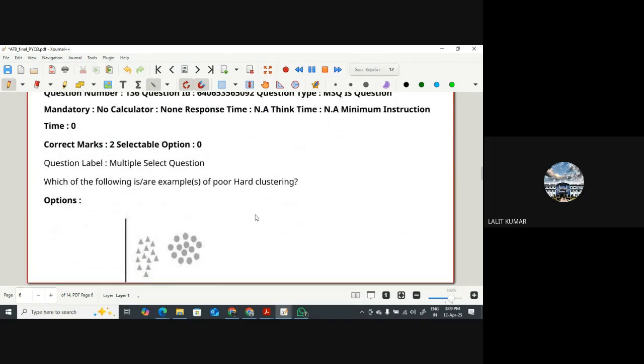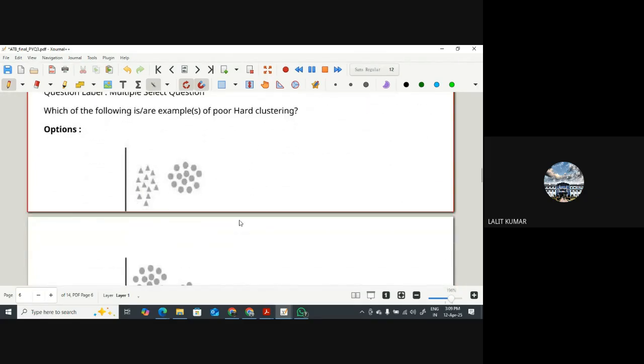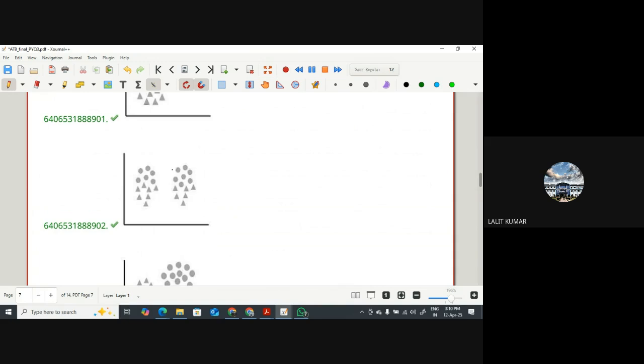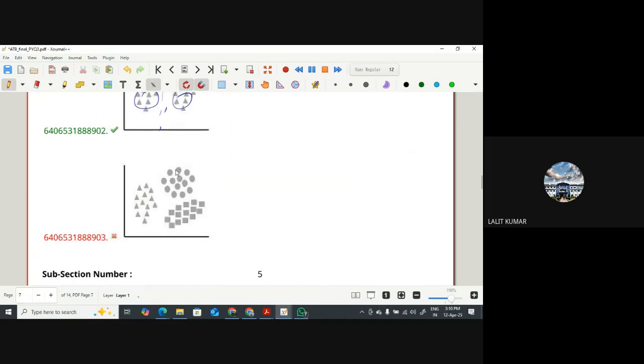Now, which of the following are examples of poor hard clustering? So here it has identified, so this is not, here we see some points here. So this is an example of poor hard clustering. Here, if it identifies here, here we have got points, here we have got points, here we have got points. So this is also an example of poor hard clustering. Here it has clearly identified all the points correctly. So this is not a correct one.